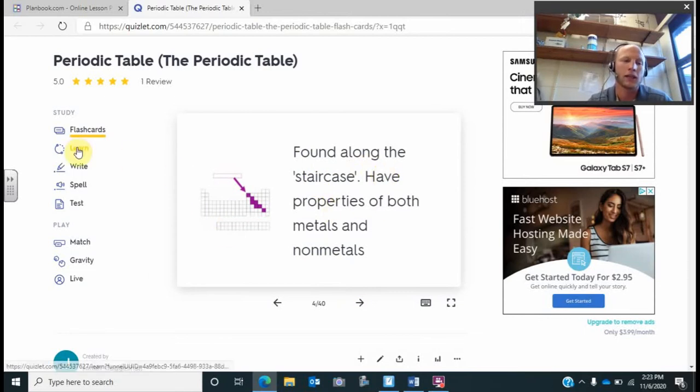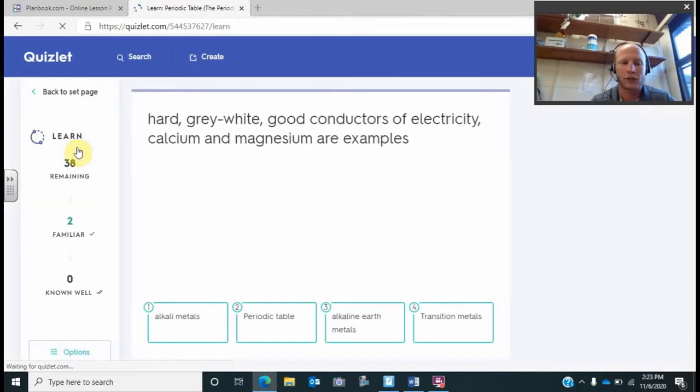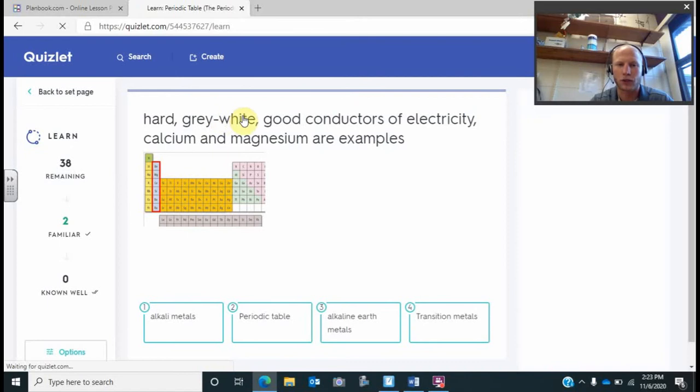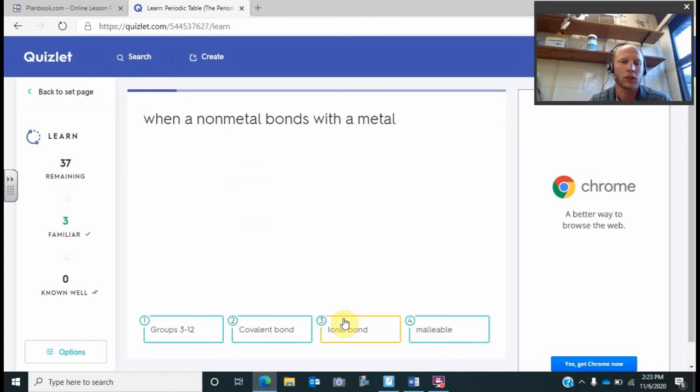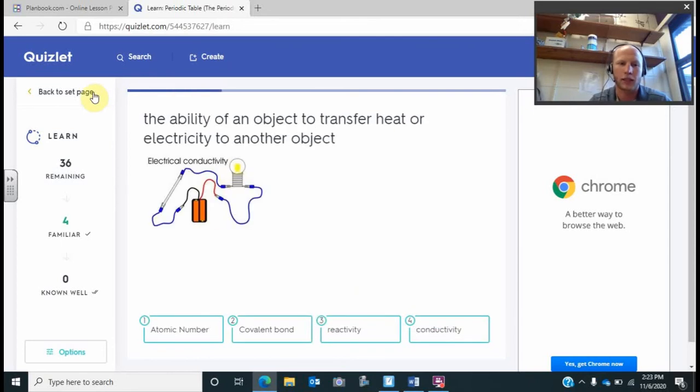Stuff like that. You can go to these other guys on the left side here. Hard, gray, white, good conductors of electricity. Calcium and magnesium are examples of, let's see, calcium, magnesium. Oh, that'd be group 2, guys. So these are the alkaline earth metals. When a nonmetal bonds with a metal, we call that an ionic bond. Okay, so stuff like that.